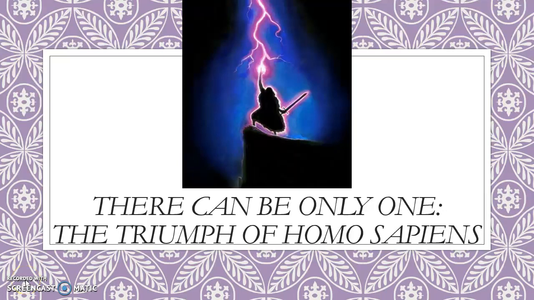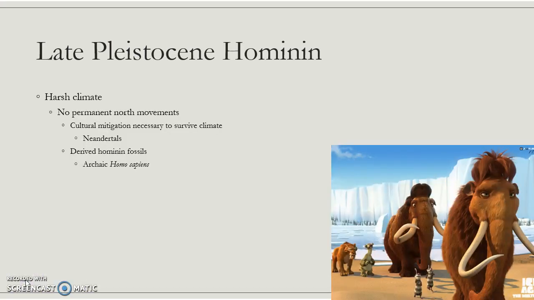Today we are going to continue our discussion of hominin evolution and bring us up into the history of our own species, which is Homo sapiens. So we start in the late Pleistocene, which is where we left off. We have a very harsh climate during this period. We have glaciation, so land masses, as we already discussed, are not as they presently are. Water levels are different. Climate is overall quite different.